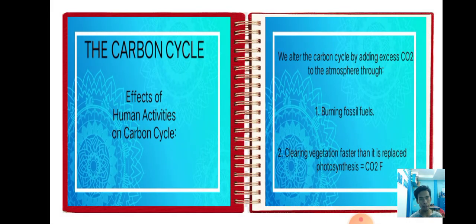And the next one, we have the carbon cycle. The effect of human activities on the carbon cycle: we alter the carbon cycle by adding excess CO2 to the atmosphere through burning fossil fuels. This happens when it comes to burning fossil fuels, no? And also clearing vegetation faster than it is replaced, which reduces photosynthesis. This is carbon dioxide, CO2.